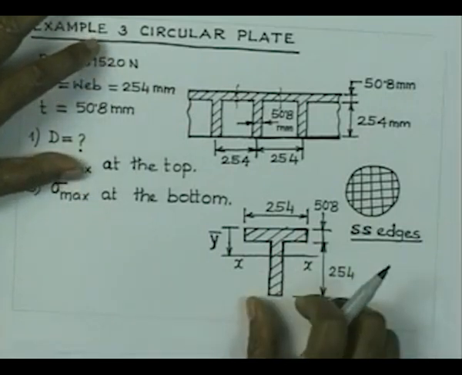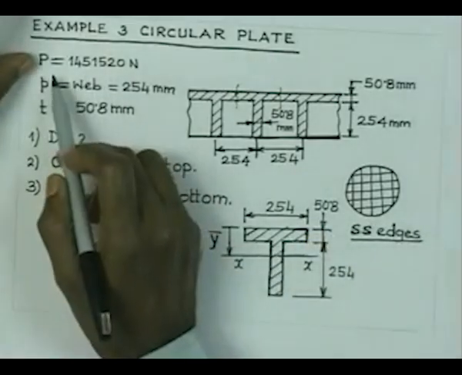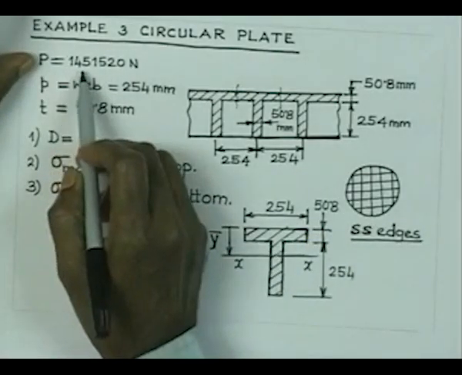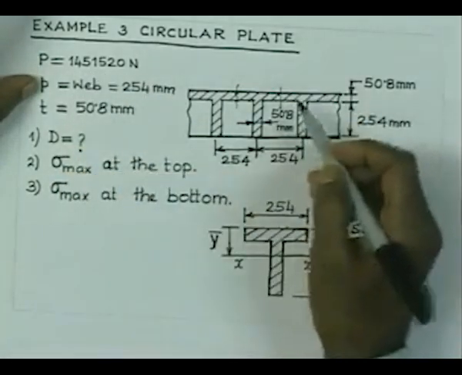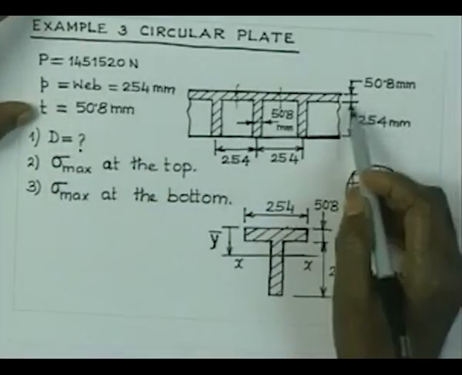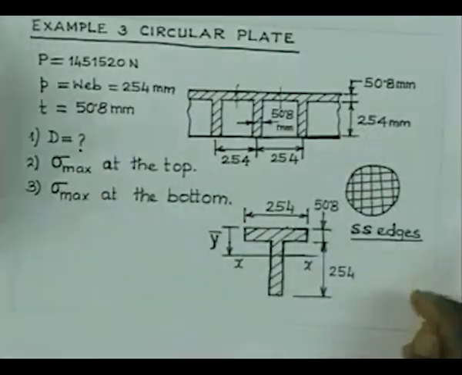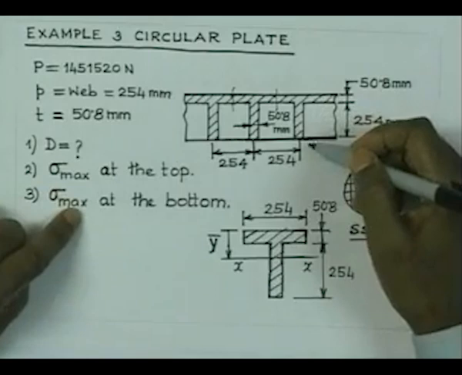Now, this becomes the dimension of the section rather than a uniformly thick plate, and we can do the calculations considering I for this section. Other data are that P is equal to 14,51,520 Newton, that is the total load acting on the top, and pitch is of course 254 millimeter and thickness of the basic plate is 50.8 millimeter. Now, the problems to be solved are: what is the D, the modulus of rigidity, the maximum stress at the top, and the maximum stress at the bottom.